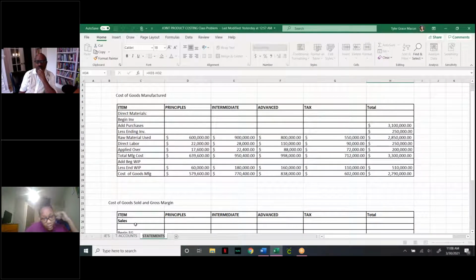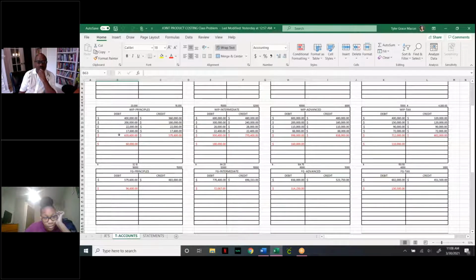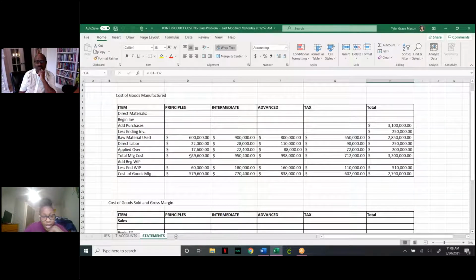For applied overhead, that was the fourth one. So 17,600, 22,400, 88,000, and then 72,000. And then I just added those up to get the total manufacturing goods cost. And then we had to subtract the less ending work in progress. So that was the red number in each of those accounts. And once you subtract those, you get the cost of goods manufactured.